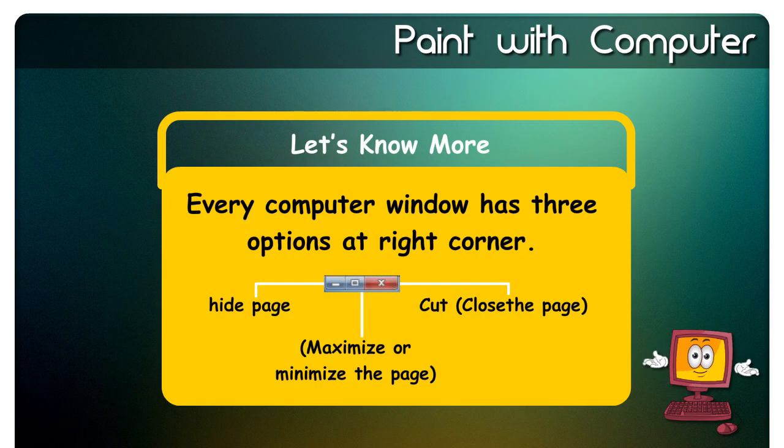Let's know more. Every computer window has three options at right corner. Hide page, maximize or minimize the page, cut or close the page.